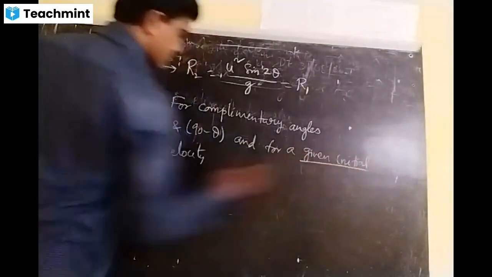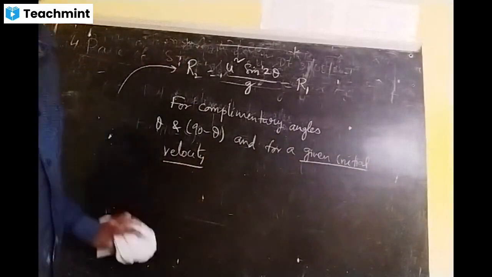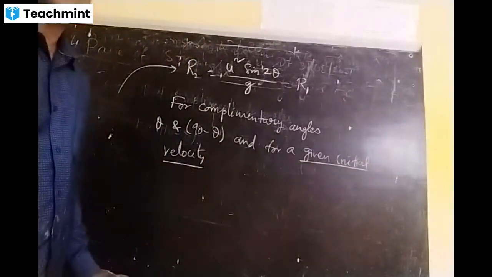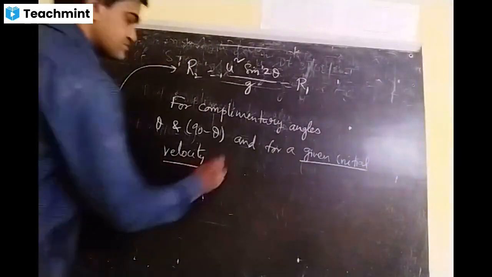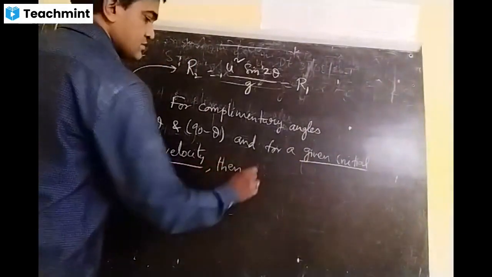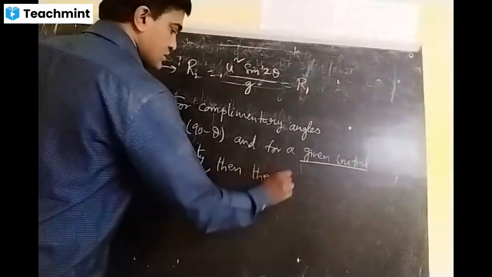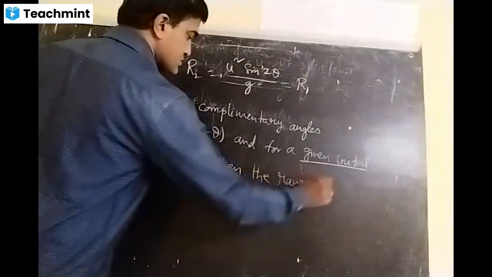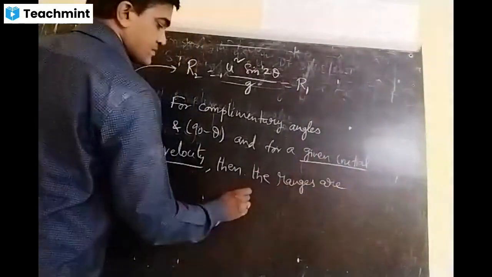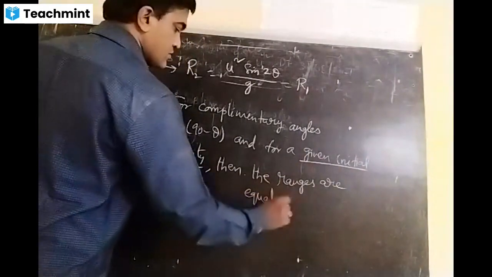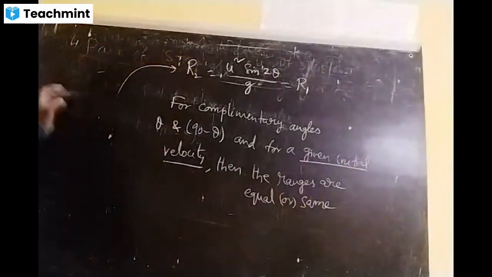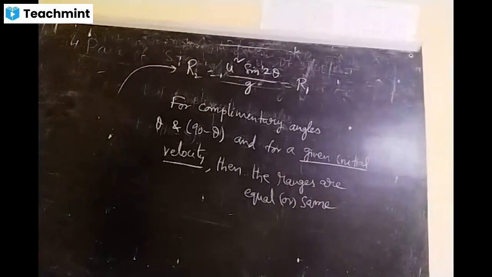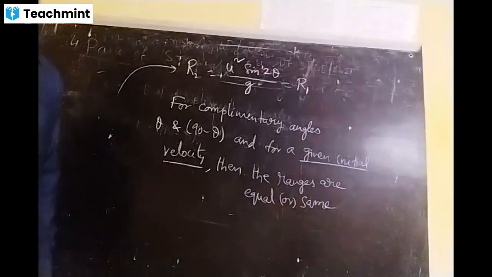Given means constant velocity. Given initial velocity means constant initial velocity. Then the ranges are equal or same. Ranges are equal or same. Okay, right.